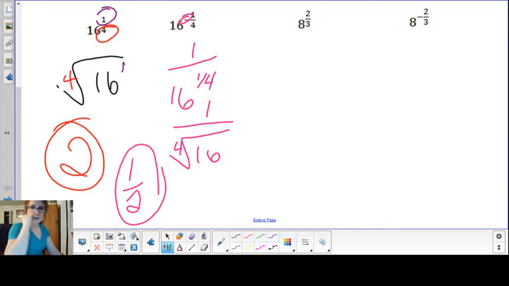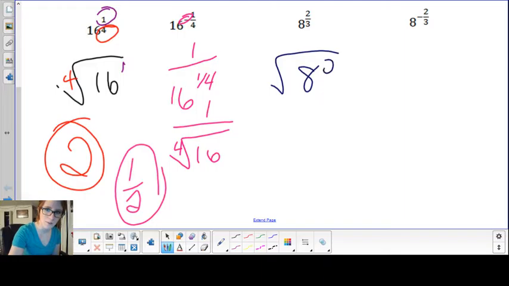Similarly, I have my 8 as whatever I'm taking the radical of. The 2 becomes the exponent with the 8, and the 3 becomes the type of radical it is. So because I have an actual number here as my exponent, I'm going to go ahead and simplify that part first. So what is 8 squared?